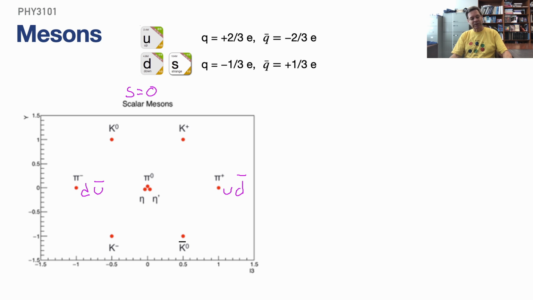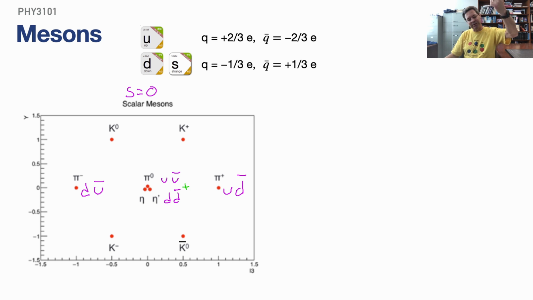And the pi 0, well, you have several options, right? To make a neutral, I could write up, up bar, but I could also write down, down bar, and you'd be right in either case. So which is it? That's where quantum mechanics comes in. It is a superposition of both of those states. The pi 0 is a superposition of a u u-bar state, so up plus anti-up, and a down and anti-down state.